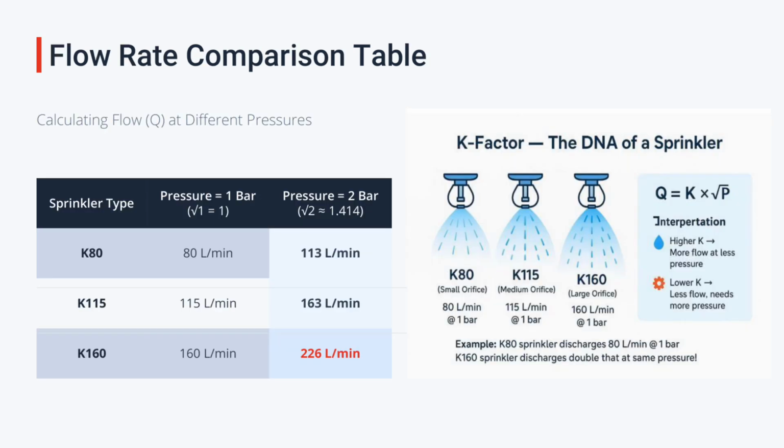Now, let's look at an example with the same pressure, 1 bar. The square root of 1 is 1. For a K80 sprinkler, the flow is 80 liters per minute. For a K115 sprinkler, the flow increases to 115 liters per minute. And for a K160 sprinkler, the flow becomes 160 liters per minute. Same pressure, but very different flow.